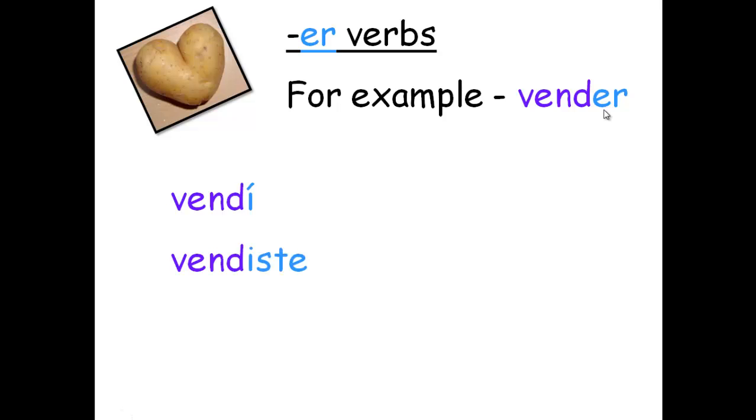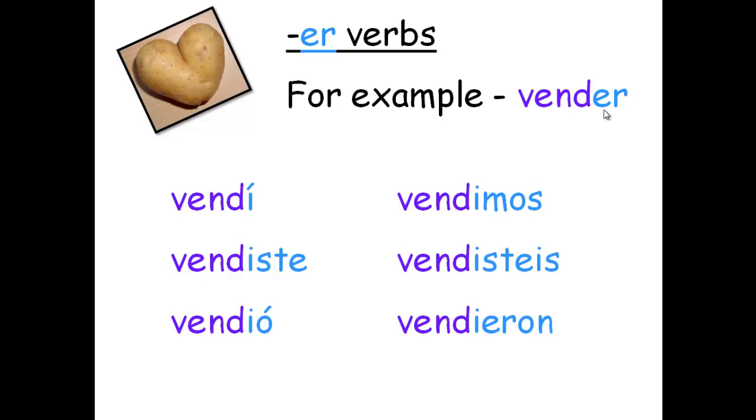Vendí, vendiste, vendió, vendimos, vendisteis, vendieron. Again, a couple of points to note here. Before we talk about the points, this would be a good screen to print off, or at the very least make a note of these endings somewhere. These are the same endings that you use for all regular ER verbs. Cut off the ER, you add í, iste, ió, imos, isteis, ieron.